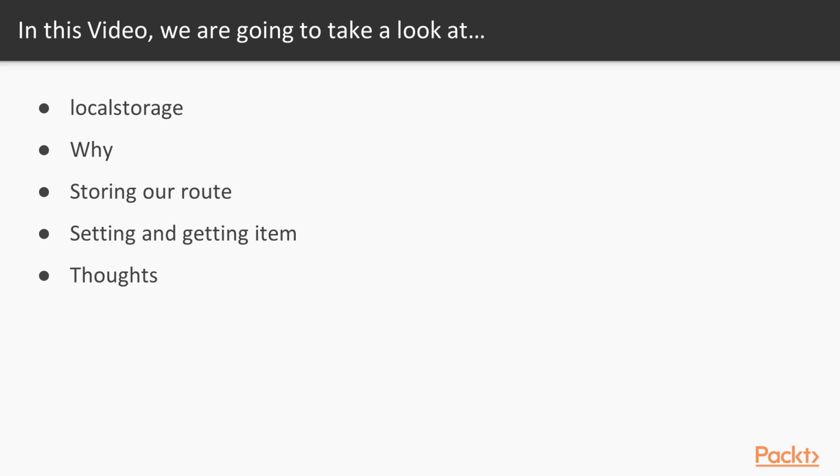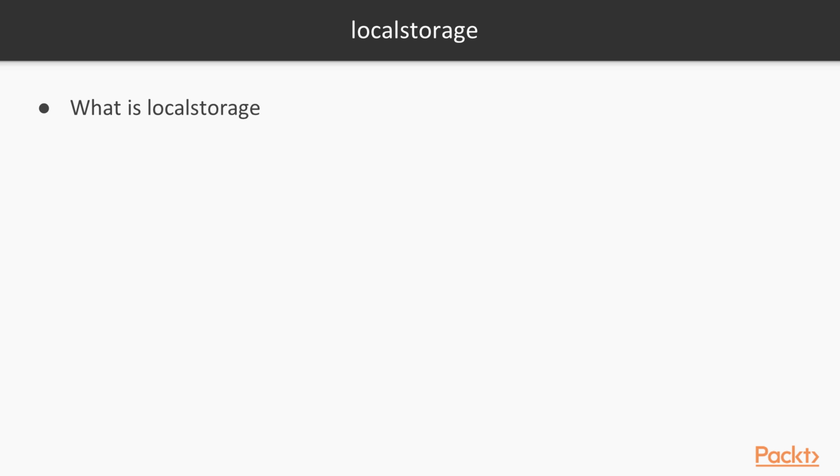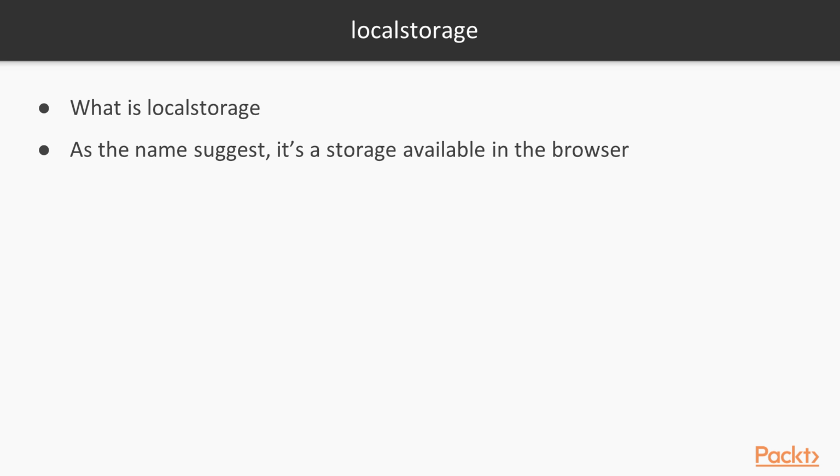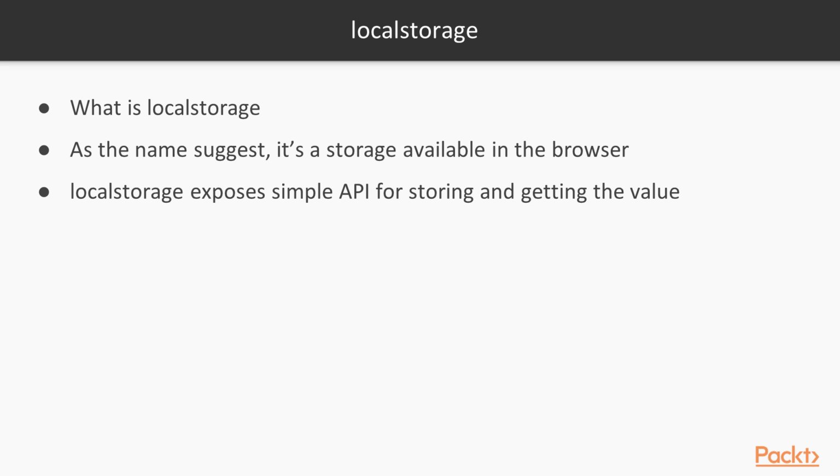So let's get started. The first question is, what is local storage? Is this something like a storage, like a hard disk or something? So the answer is, local storage, as the name suggests, is a storage that is available in almost all the latest browsers. According to the W3 spec, every browser needs to implement local storage with a set of APIs. Local storage exposes a simple API for storing and getting values. We will see an example in this video.